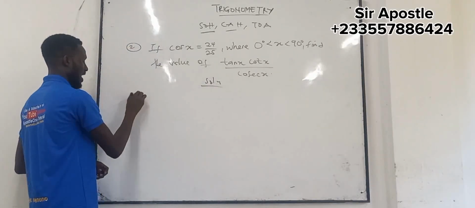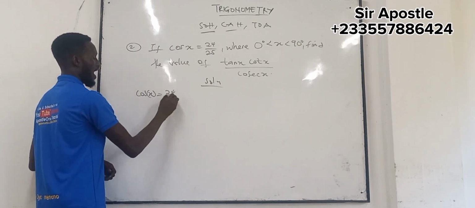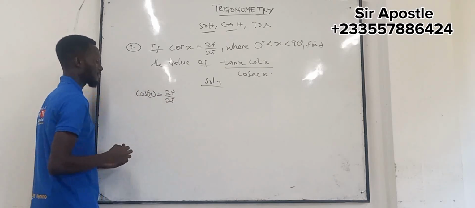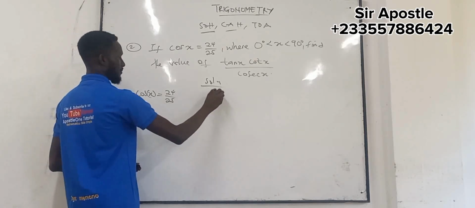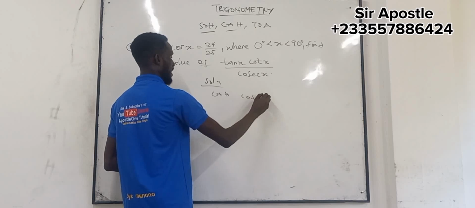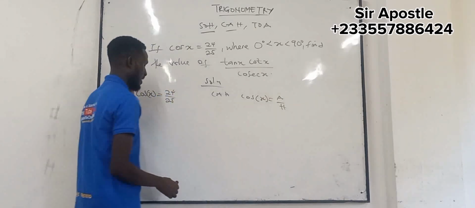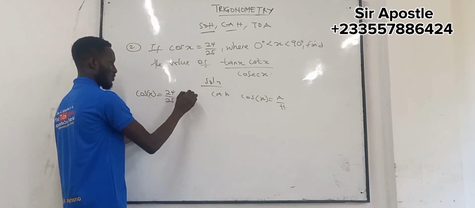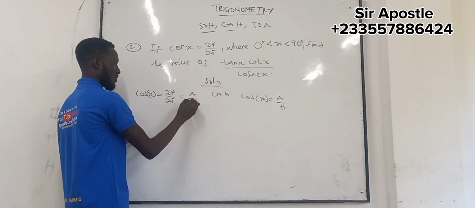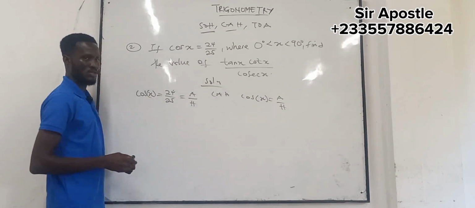So our first one, I have cos x is equal to 24 out of 25. Now the cos is CAH. And what is CAH? It means cos of any angle x is equal to adjacent over hypotenuse. Yes, it means that the top one here is adjacent and the down one is hypotenuse. It means the adjacent is 24 and the hypotenuse is 25.